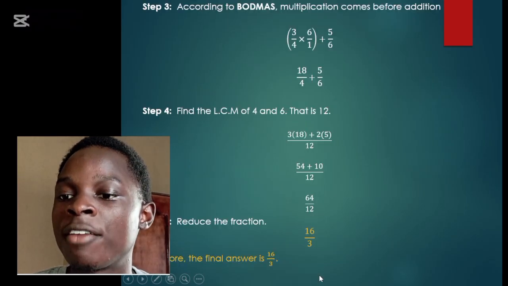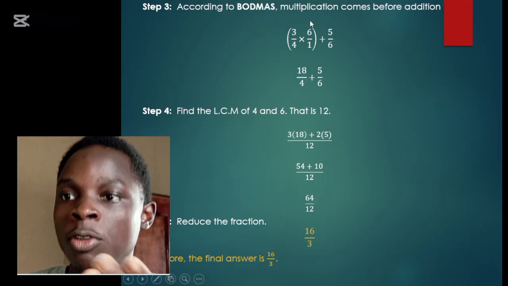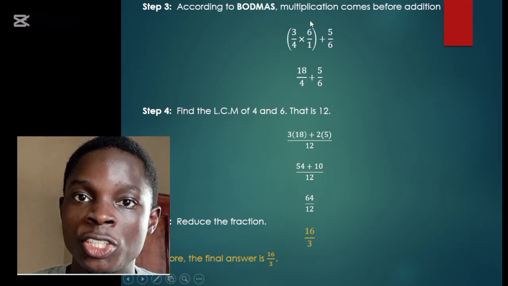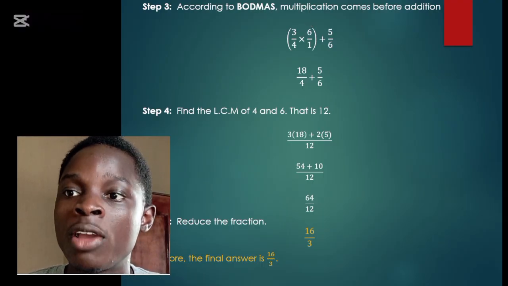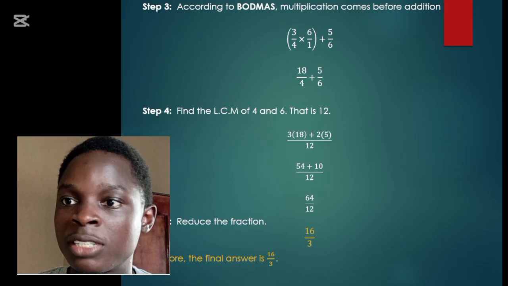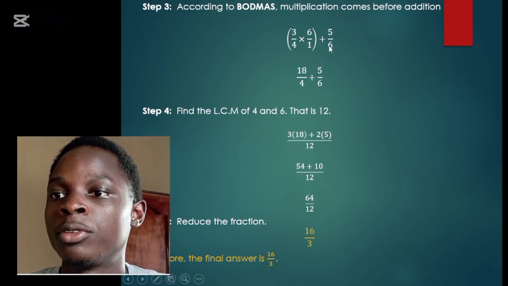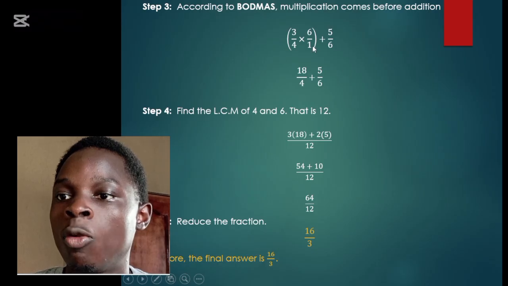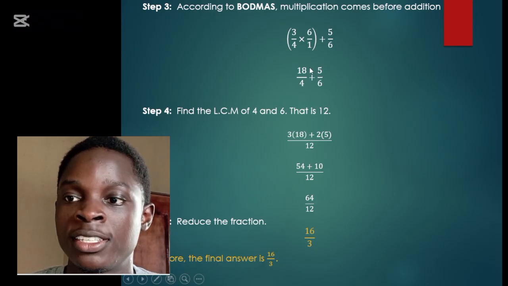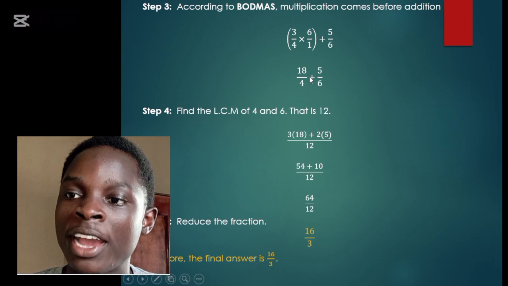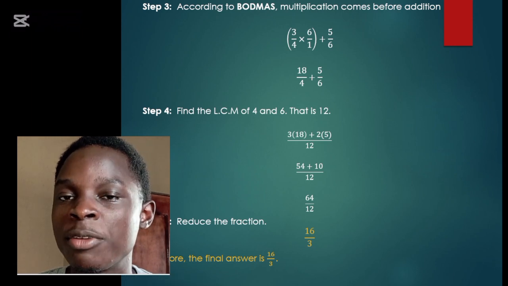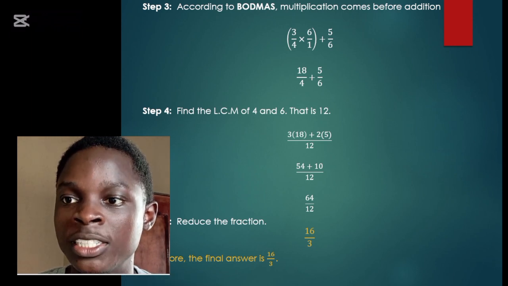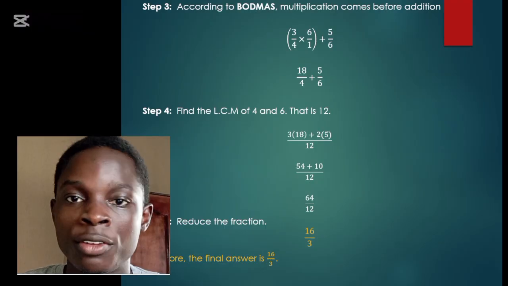Now according to BODMAS again, we are still dealing with multiplication because multiplication still comes before addition. 3 over 4 times 6 over 1 plus 5 over 6. So 3 times 6 will give us 18 over 4 times 1 will give us 4. Then we have plus 5 over 6. Note, this is not the simplified version of the question. It is still a process. We've not gotten to the final answer.